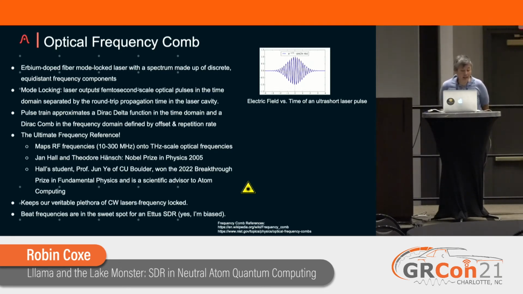So the way we can use this thing is to keep all of our lasers locked, by essentially beating our lasers against this, mixing them with the optical frequency comb, and the beat frequencies are in the 28 to 100 megahertz range. So they're right in the sweet spot of a USRP. And I should mention that this frequency comb won the Nobel Prize in physics in 2005, and one of the students of Jan Hall, the Nobel Prize winner, is our scientific advisor at Atom Computing.